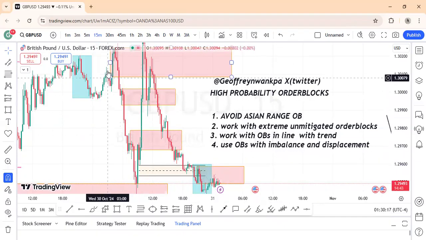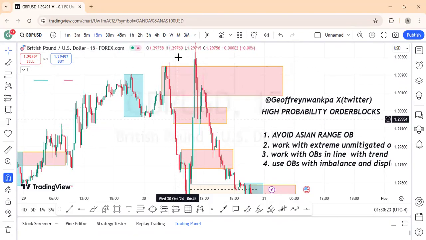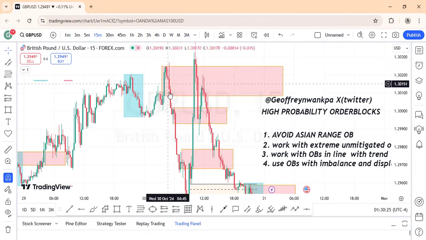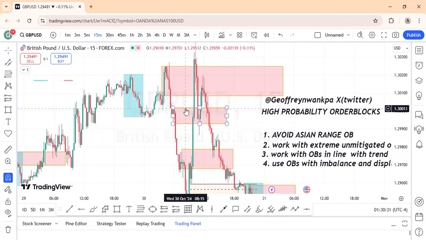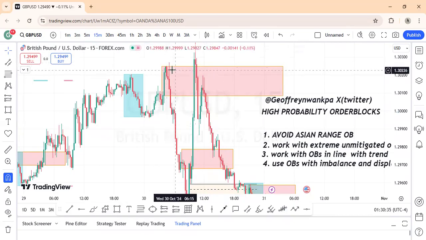And I use one that has, you can see, displacement. Can you see how after this order block, you can see this heavy down candle? Can you see this big down candle? That's what we call displacement. The market is moving with energy in the opposite direction, and you can see the imbalance that was created. So this was a very good example. It was a high probability, although it did not hold for some reason.